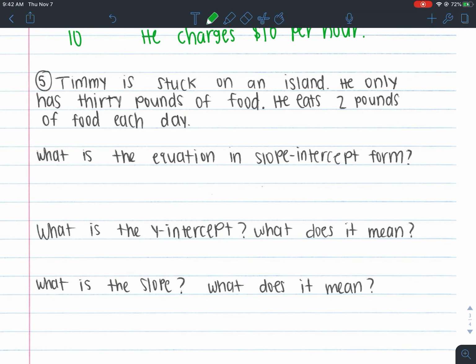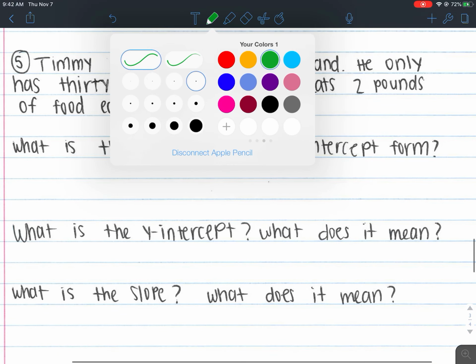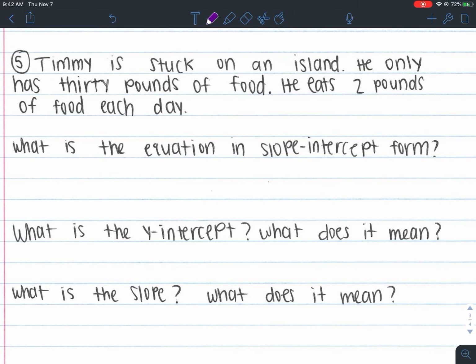Timmy is stuck on an island. He only has 30 pounds of food. He eats 2 pounds of food each day. What is the equation in slope-intercept form? Okay, so let's go ahead and look. We know he's stuck on an island and he only has 30 pounds of food. So he starts off with 30 pounds of food, and then he eats 2 pounds of food each day.